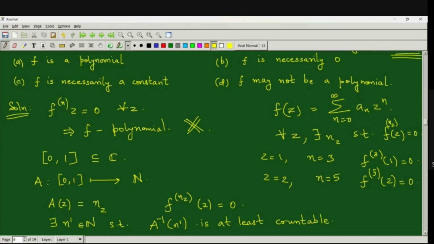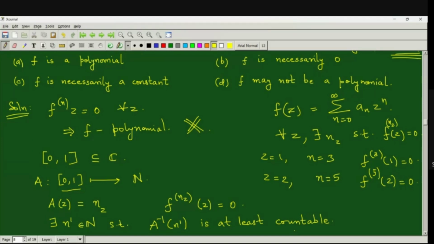Okay, what if not? If not means what? For every natural number n, the inverse image is going to be a finite set. But a countable union of finite sets is countable, so it is not going to cover the entire [0, 1]. So this means there is at least one natural number n' whose inverse image is at least countable. This you understood?